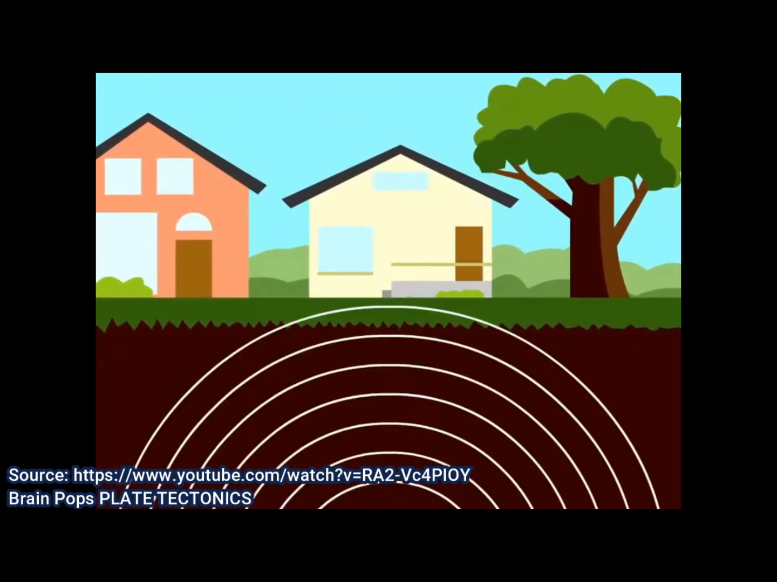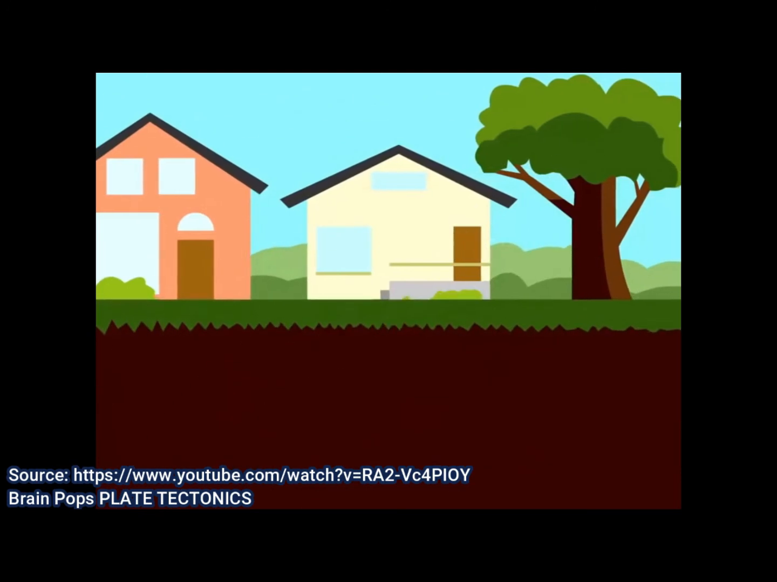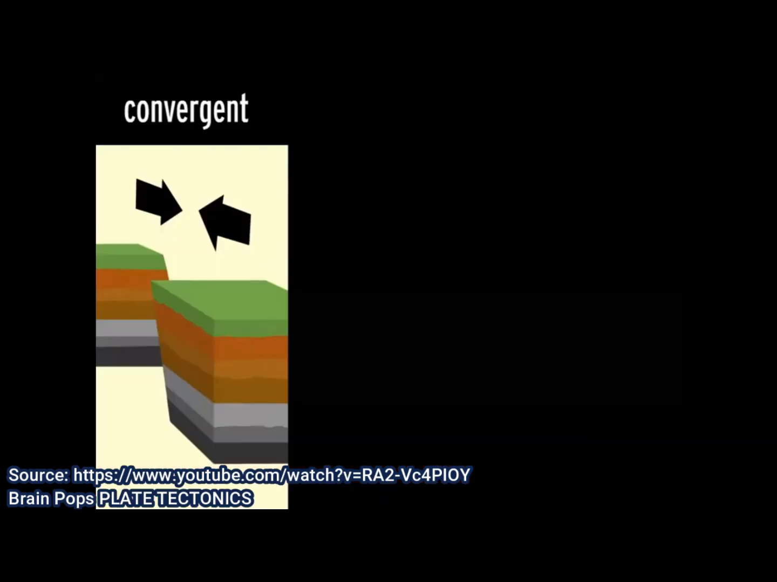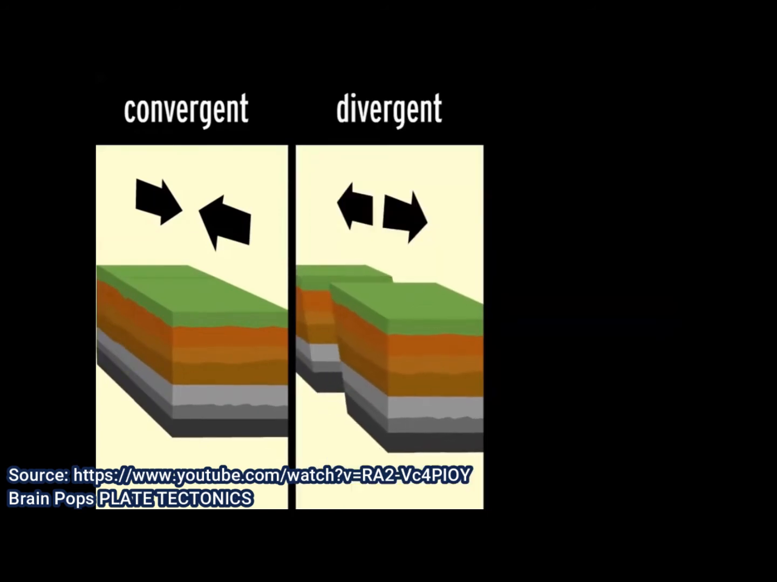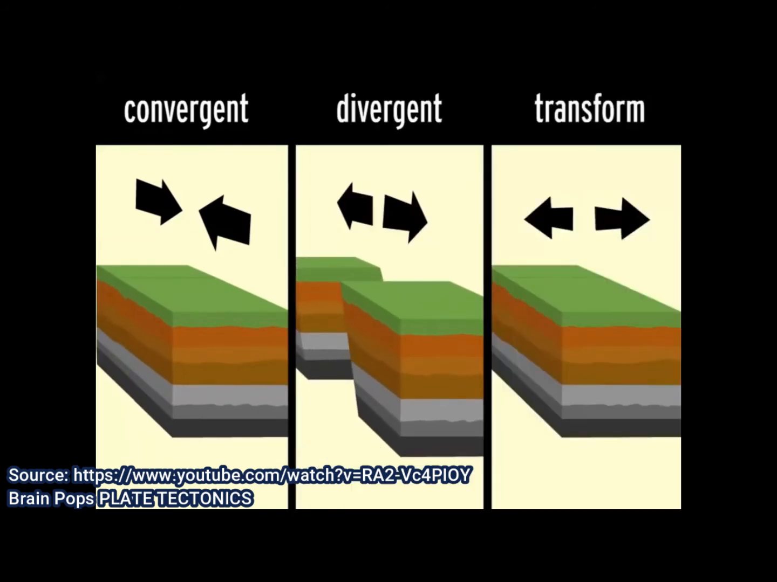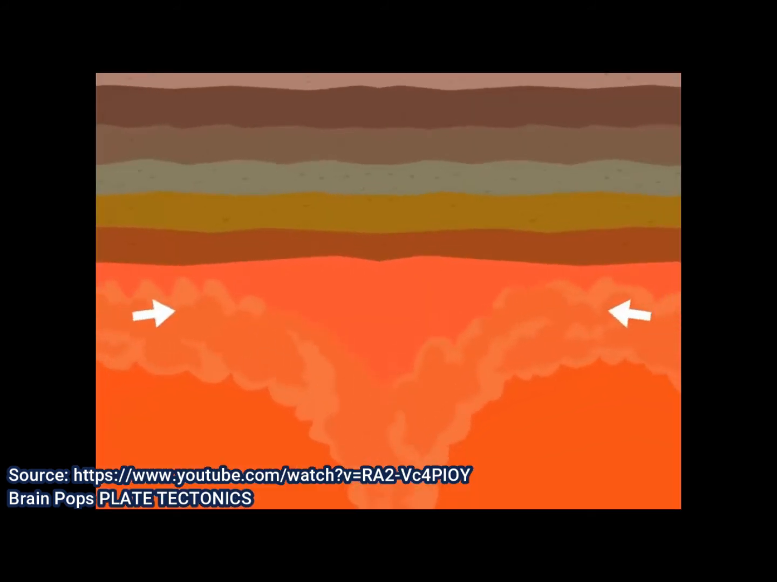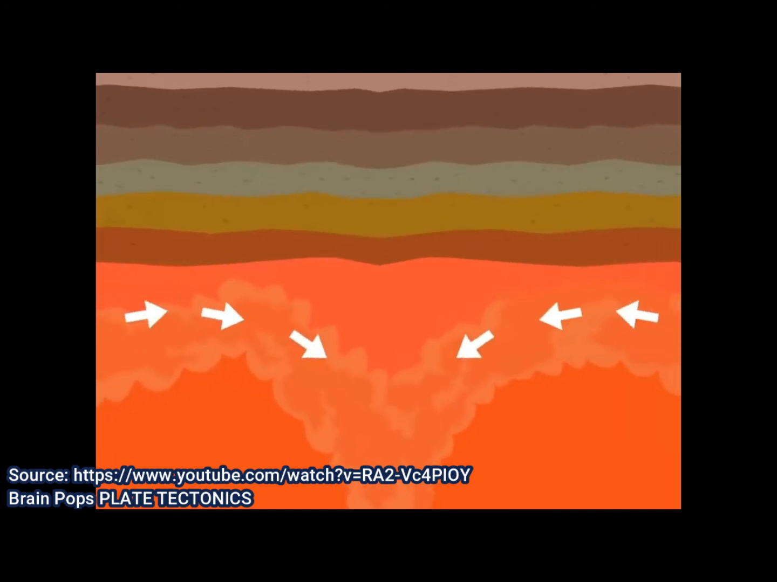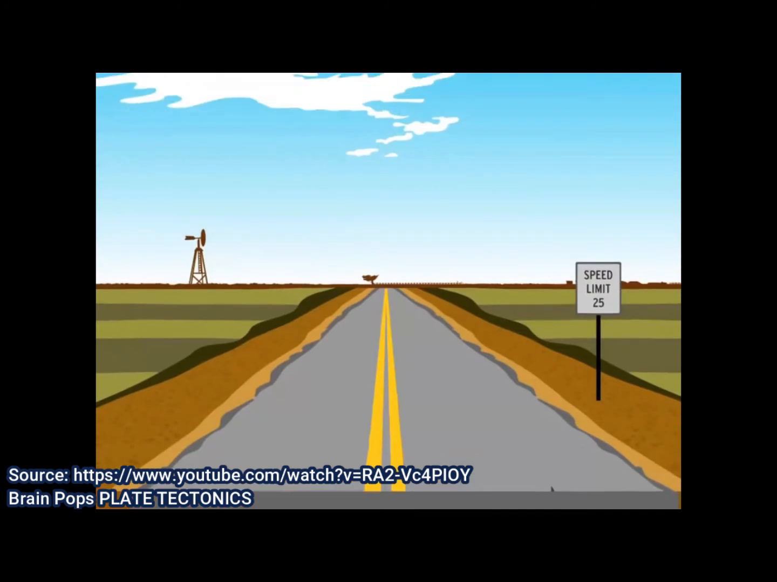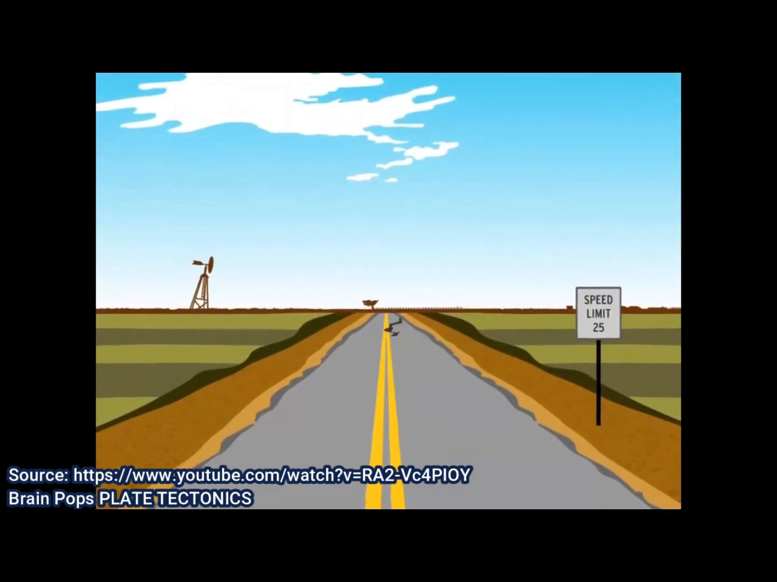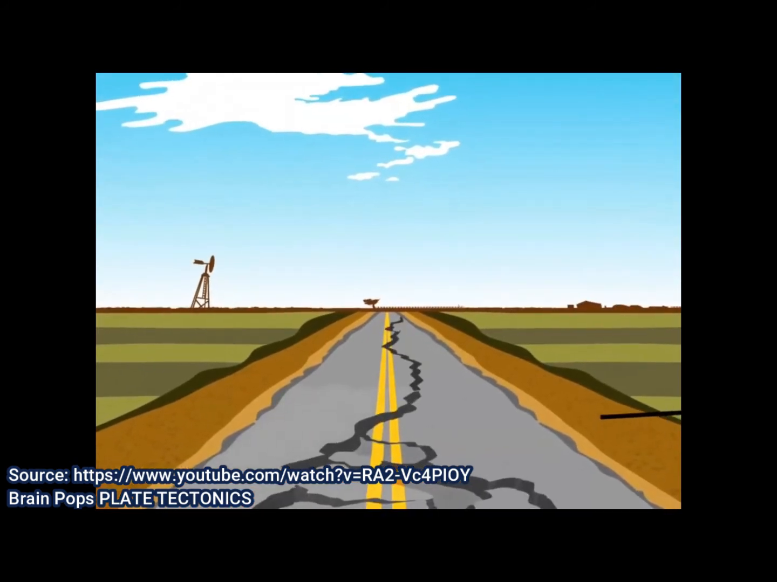Seismic activity is greatest along plate borders. At convergent boundaries where two plates collide, at divergent boundaries where they pull apart, and at transform boundaries where they slide past each other. At all three boundaries, there's enormous pressure on the Earth's crust. That's the topmost layer of the lithosphere. The pressure can build up for years. The longer it takes to release, the bigger the earthquake.